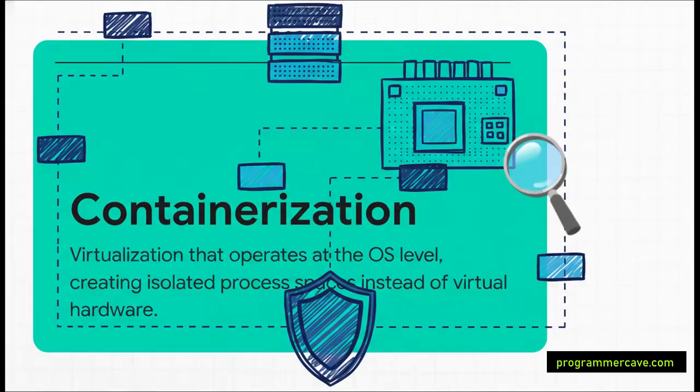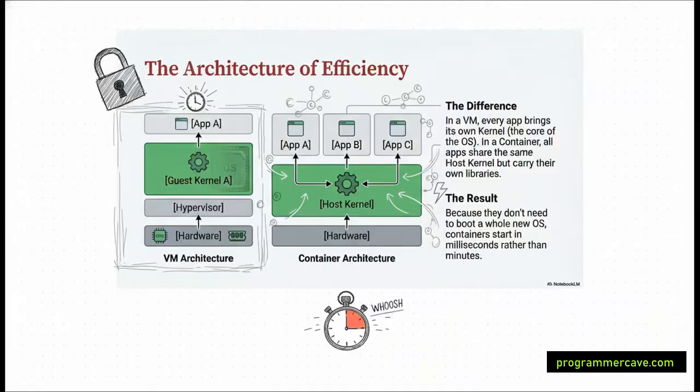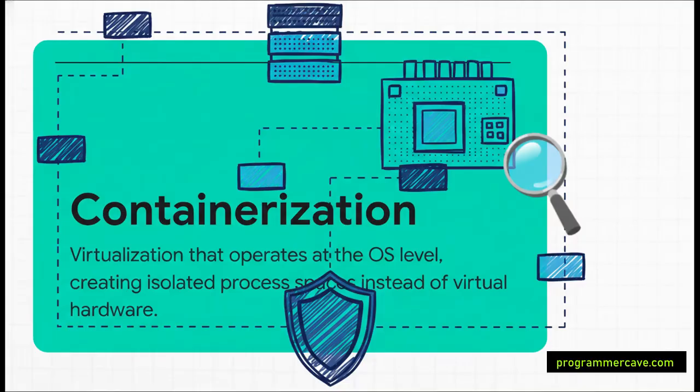And here is the key technical distinction, the one thing to remember. A VM virtualizes the hardware. A container, on the other hand, virtualizes the operating system. It works at the OS level, creating these isolated little spaces for applications without needing to boot up a whole new guest OS for every single one.